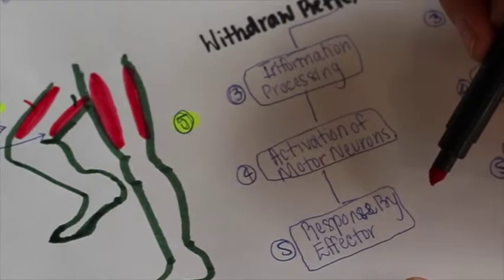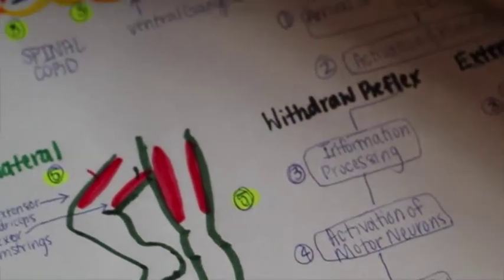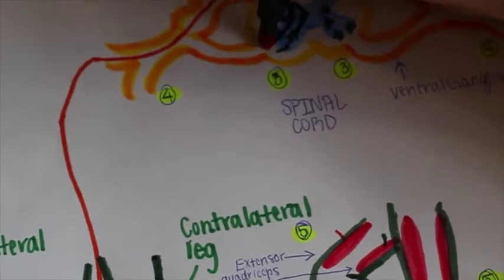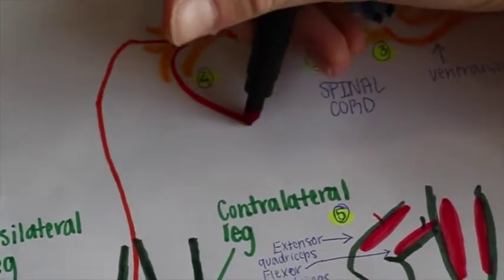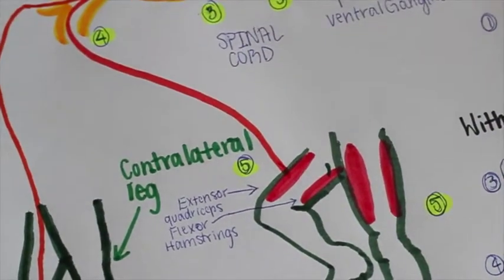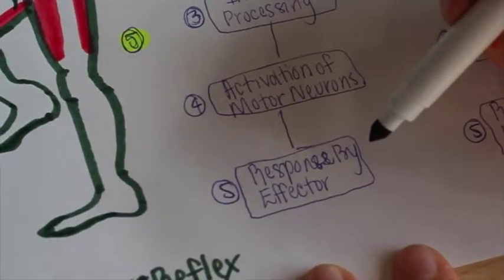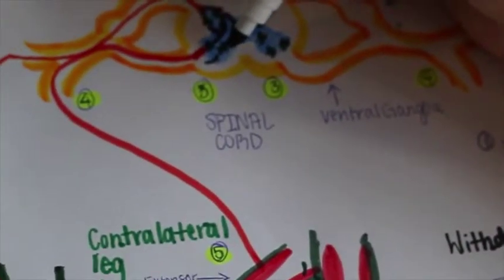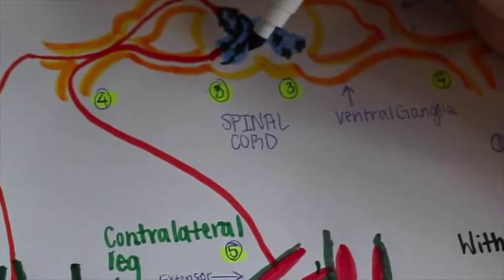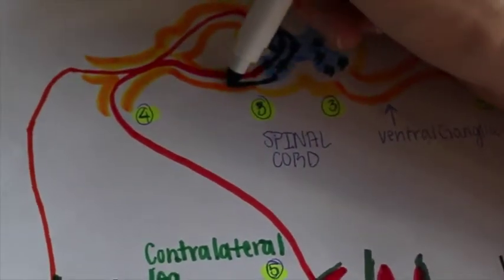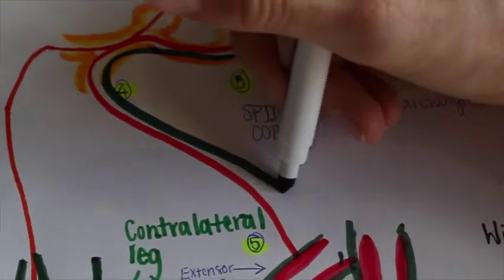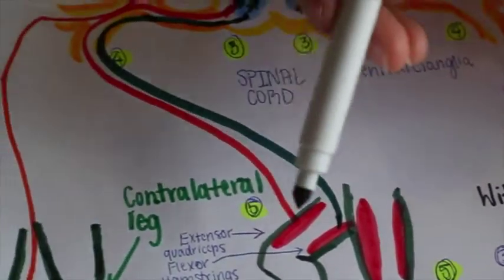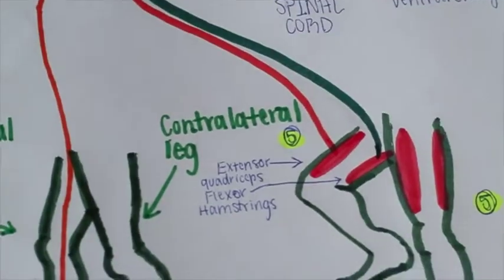Step 5, response by effector. Once synapsed in the motor neurons, an inhibitory extensor muscle signal is sent to the quadriceps, causing them to relax. Step 5, response by effector, part 2. Once synapsed in the motor neurons, an excitatory flexor muscle signal is sent to the hamstrings, causing them to contract. This completes the withdrawal reflex within the ipsilateral leg, causing it to raise.